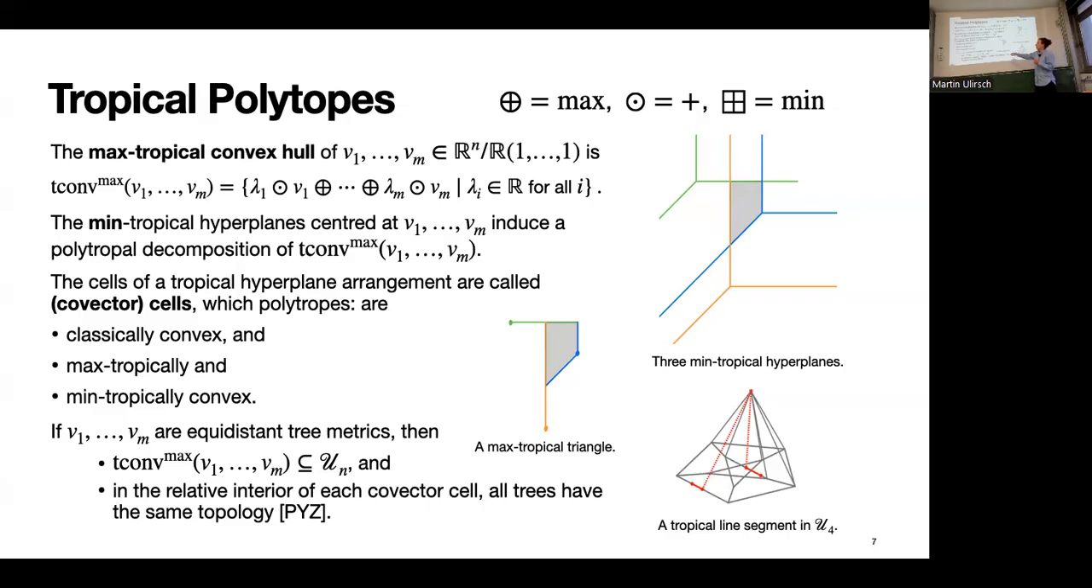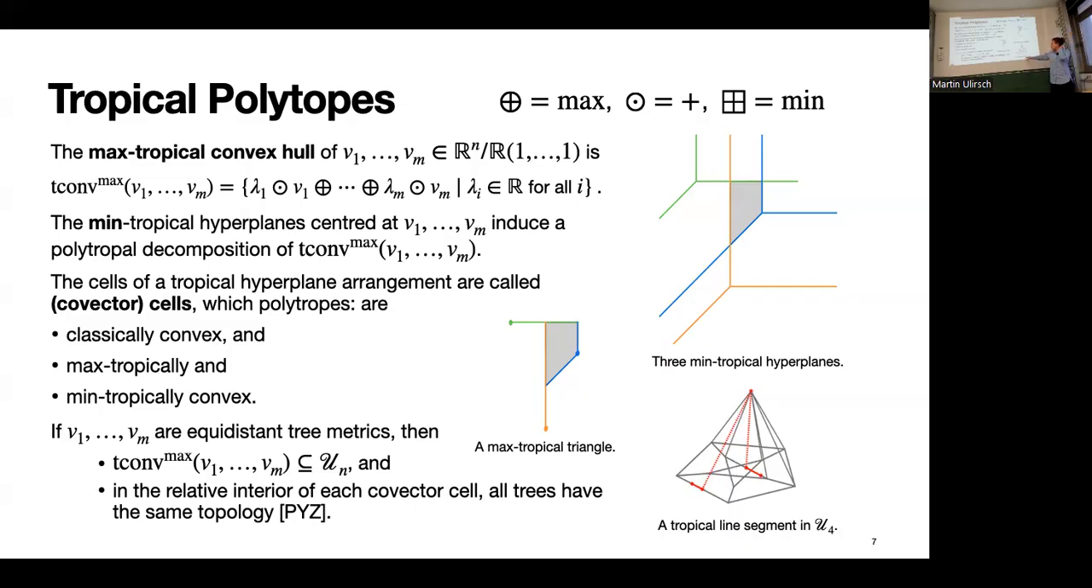And for the relative interior of each of these cells, or each of these regions of the hyperplane arrangement, those don't cross the cones of the tree space. So in the interior of each cell, you only get one possible tree topology.